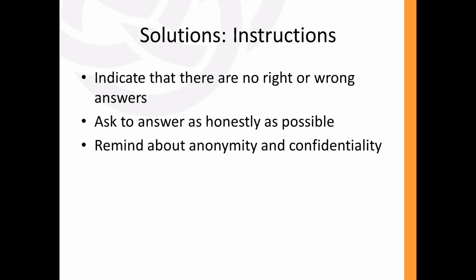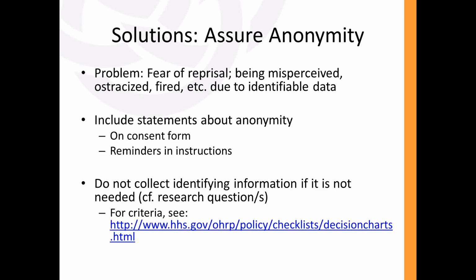Okay, I started talking about this on the previous slide using a cover story, but the instructions themselves are also a good way to prevent common method bias, where you indicate that there are no right or wrong answers, you indicate that people should answer as honestly as possible, and also just remind them that these are all anonymous and confidential responses they're making. So this will prevent common method bias as well as some of these information processing biases that we've been looking at. And finally, can't stress this one enough, assure anonymity.